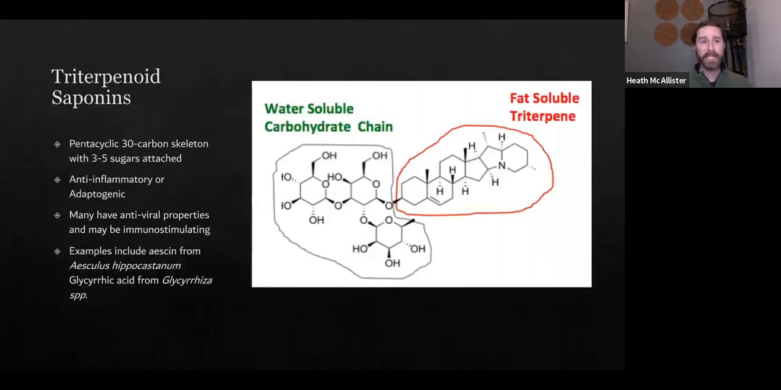So here is a triterpenoid saponin. There's two major types of saponins: the steroidal and the triterpenoid. The triterpenoid is what's called a pentacyclic 30 carbon skeleton, basic structure with either 3 or 5 sugars attached. These tend to be more of your adaptogens and your anti-inflammatories. Some primetime examples would be Aesculus or horse chestnut, which is super anti-inflammatory for the vascular system, and then Glycyrrhiza or glycyrrhizic acid from licorice, which has incredible adaptogenic effects as well as anti-inflammatory effects.